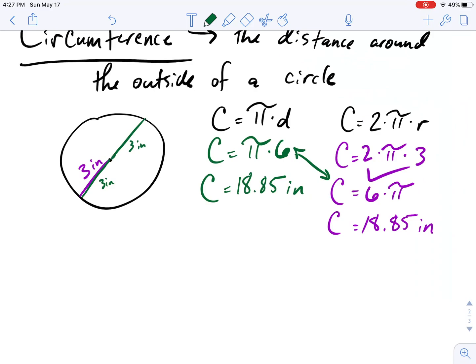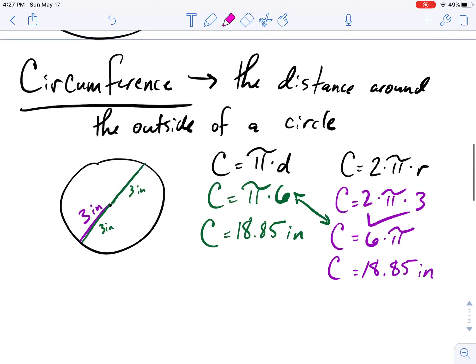Okay? So you can do this either way, but it's really important that you know that the formula for circumference is either pi times diameter or 2 times pi times the radius. Okay? Very, very, very important.